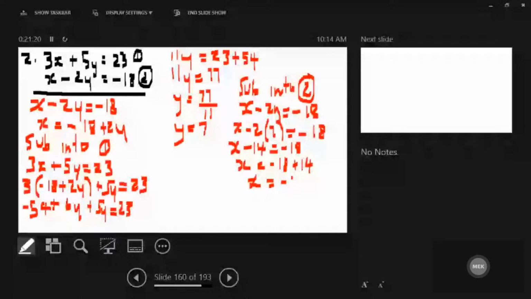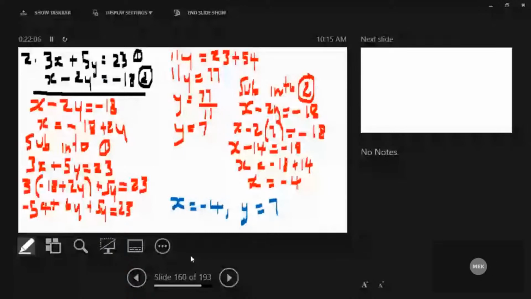So our solution set: x is -4, y is 7. And we can plug those in now to see if they add up. So 3 times -4 is -12. 5 times 7 is 35. -12 plus 35 gives 23. -2 times 7 is -14. So -4 minus 14 gives -18. So that's how we know that our answer is correct.